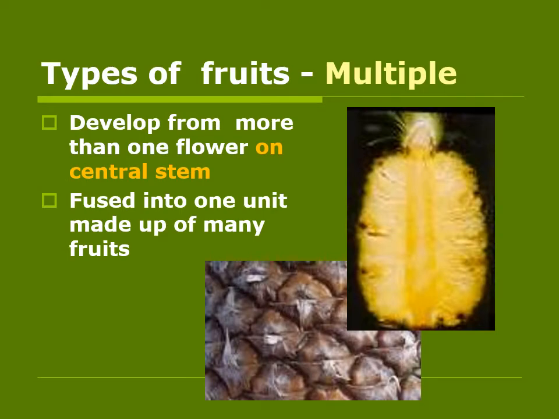Multiple fruits develop from more than one flower. So unlike a raspberry, which had a single flower with compound ovaries that turned into individual fruits on the receptacle, in the case of multiple, we have entirely separate flowers on a stem. And as they mature, they fuse together to form a singular structure. And in this case, the example is a pineapple.